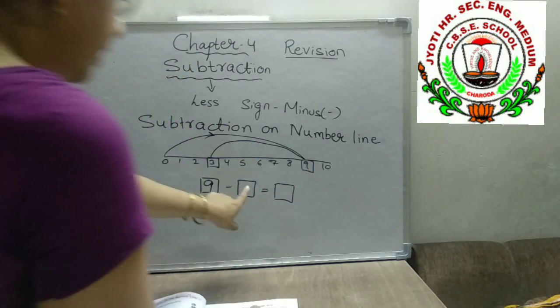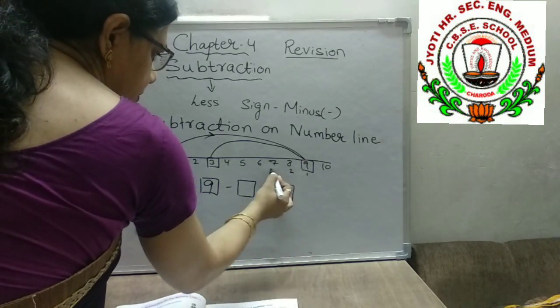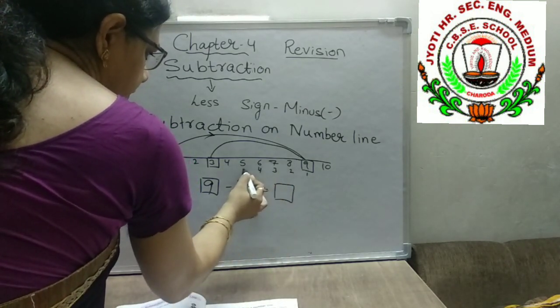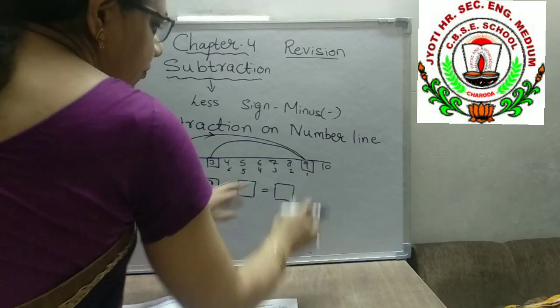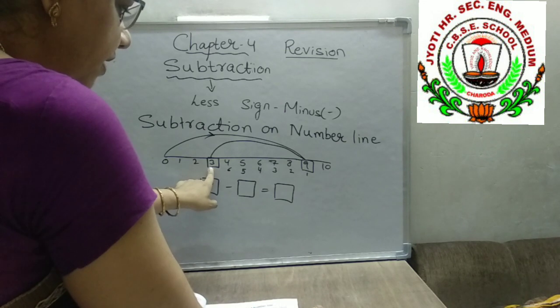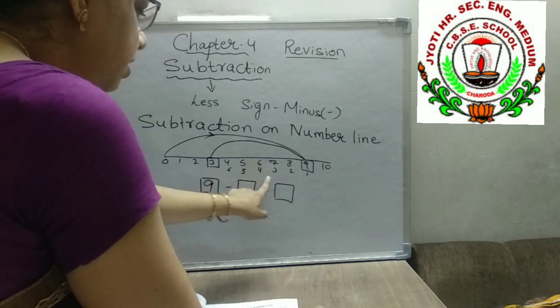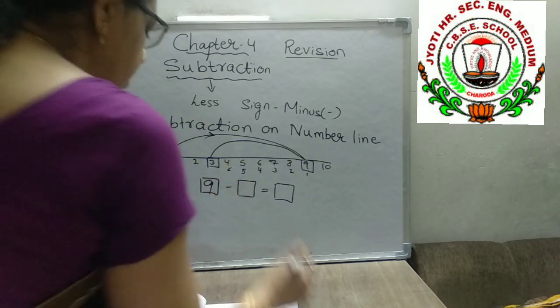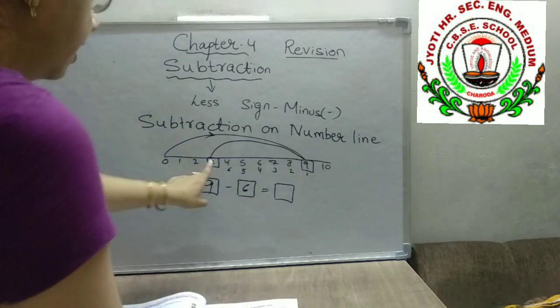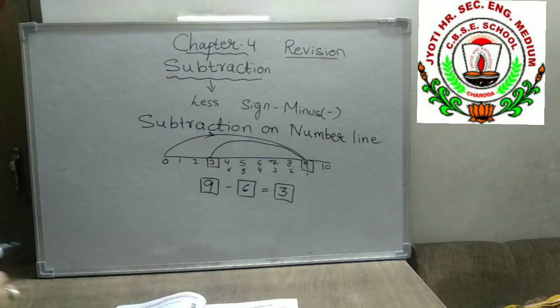Now in the second box we will write the count after counting 1, 2, 3, 4, 5, 6. We will include that number and we will not include the number where we have reached back. So how many numbers are there between? 1, 2, 3, 4, 5, 6. So we will write here 6, and where we have reached, 3. So we will write here 3. This is how we do subtraction on number line.